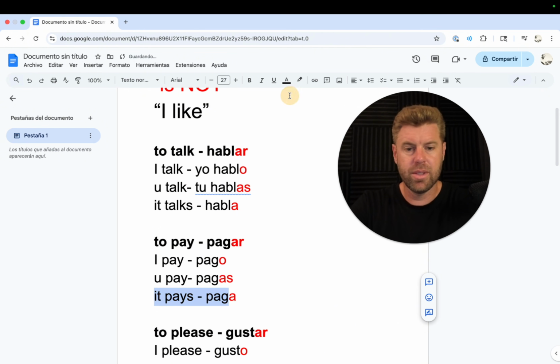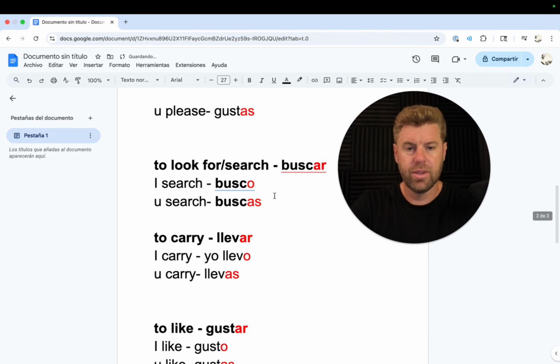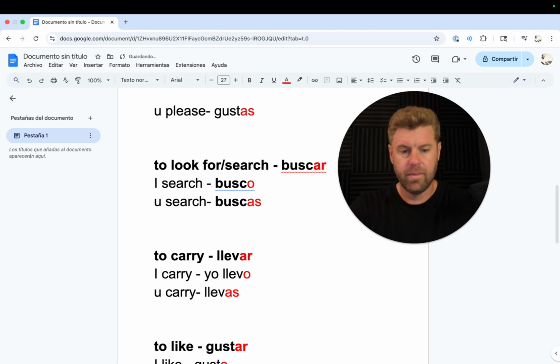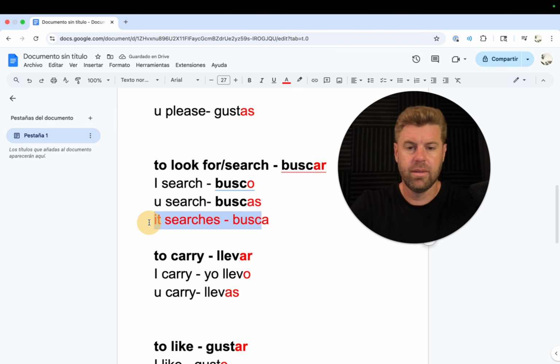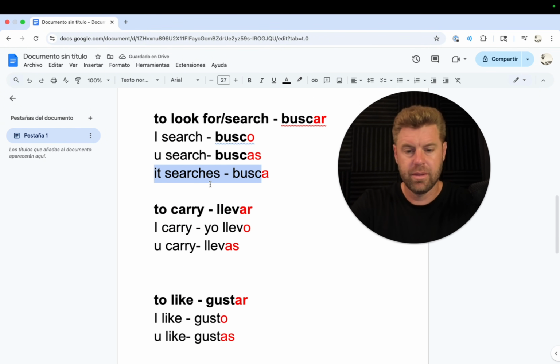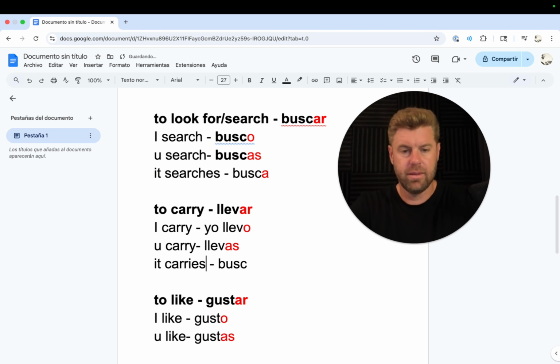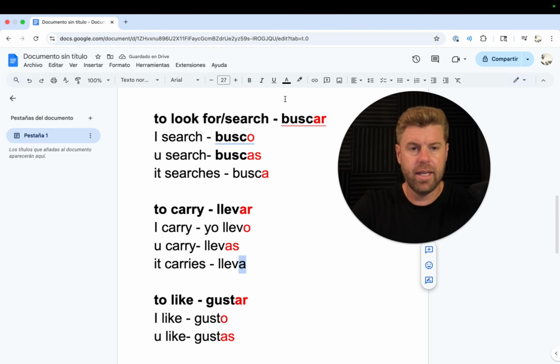What about to look for or to search? What would I say? It searches would be busca. And then the last one, say it before I get there. It carries would be lleva. Okay, so that A at the end.